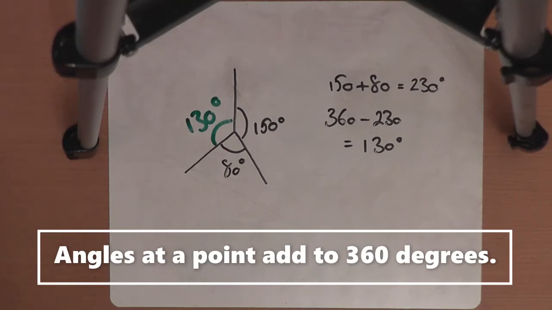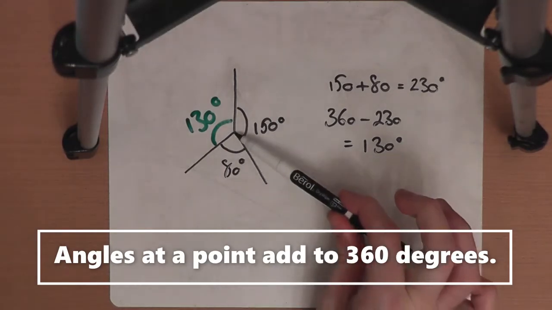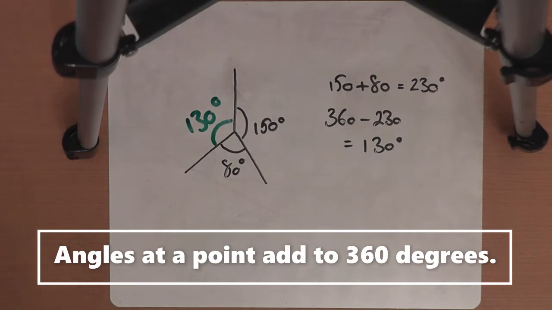Because there are three angles, they meet at a particular point here in the middle, and the three of them, in this case, although we can have as many as we like, do indeed add up to a full turn of 360 degrees. So angles at a point add to 360 degrees.